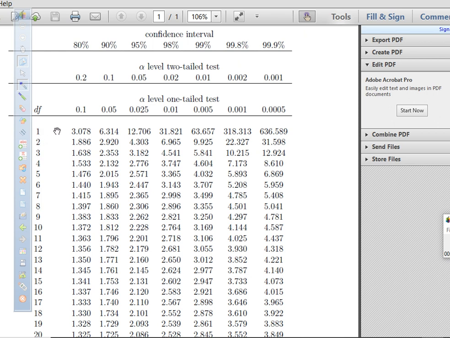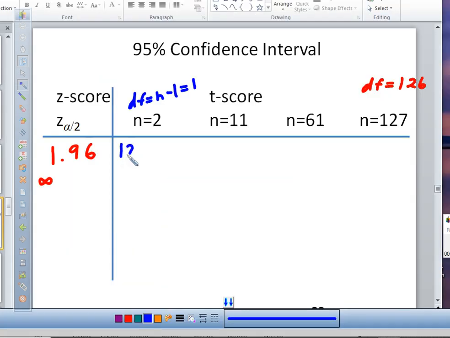We look at this row here, so it looks like it's 12.706. That's what we're looking for. So 12.706 would be this one, 12.706. And then for n equals 11, again, degrees of freedom would be n minus 1. So that would be 11 minus 1, so that would be 10.